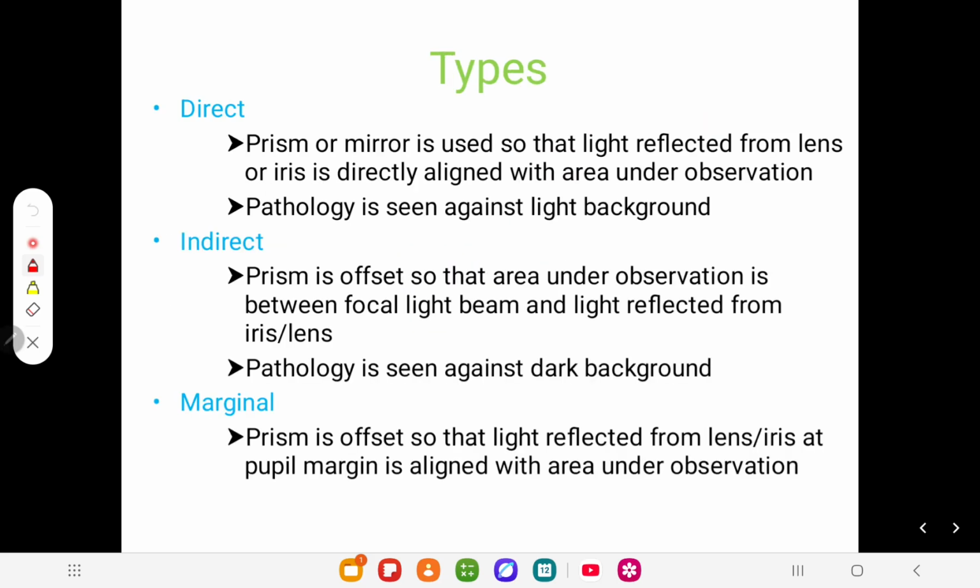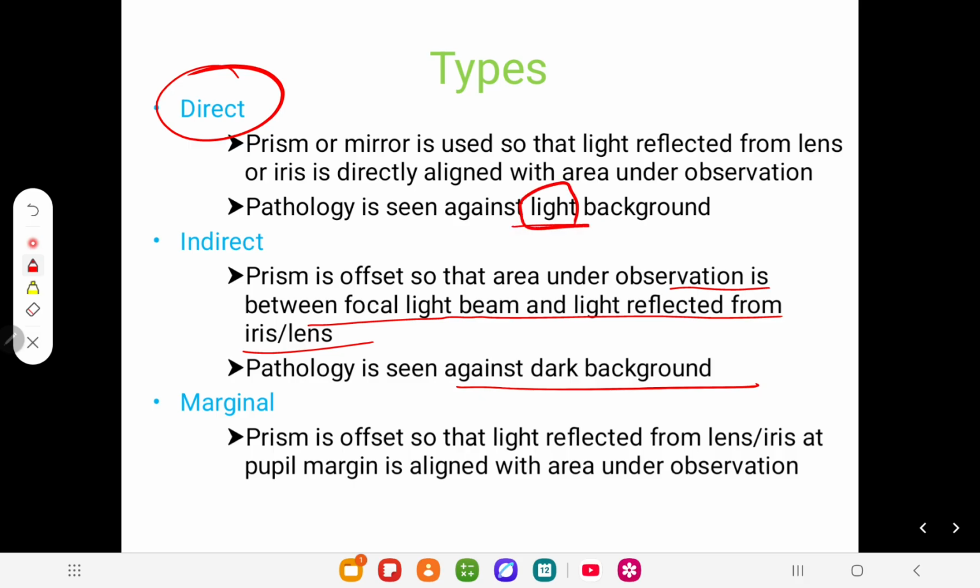So there are types of retroillumination. Direct means a prism or mirror is used so that light reflected from the lens or iris directly aligns with the area under the object. Pathology is seen against a light background. Indirect: the prism is used to observe between the focal beam and the light reflected from the iris or lens. Pathology is seen against a dark background. That's very important. Direct means pathology is seen against a light background. Indirect retroillumination means pathology is seen against a dark background. It's very important. I'll show you.